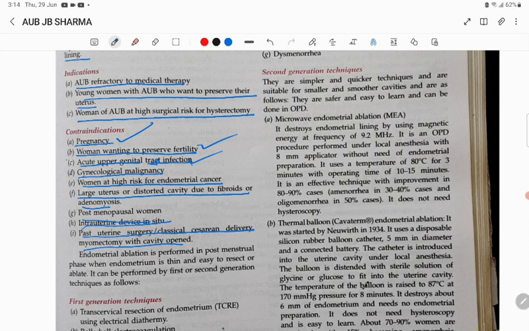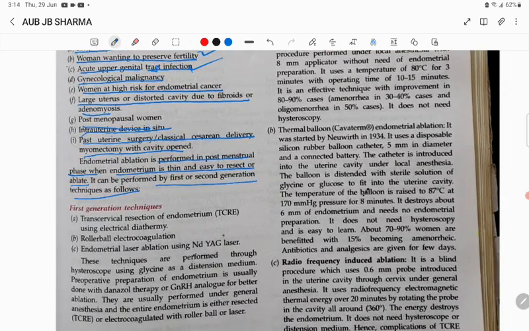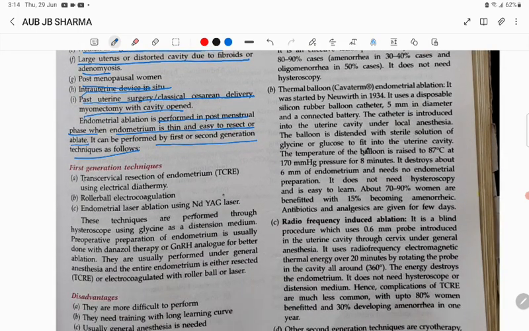Endometrial ablation is performed in the post-menstrual phase, when the endometrium is thin and easy to resect. It can be performed by first and second generation techniques. The first generation techniques include transcervical resection of the endometrium using electrical diathermy, roller ball electrocoagulation, and endometrial laser ablation using Nd:YAG laser.